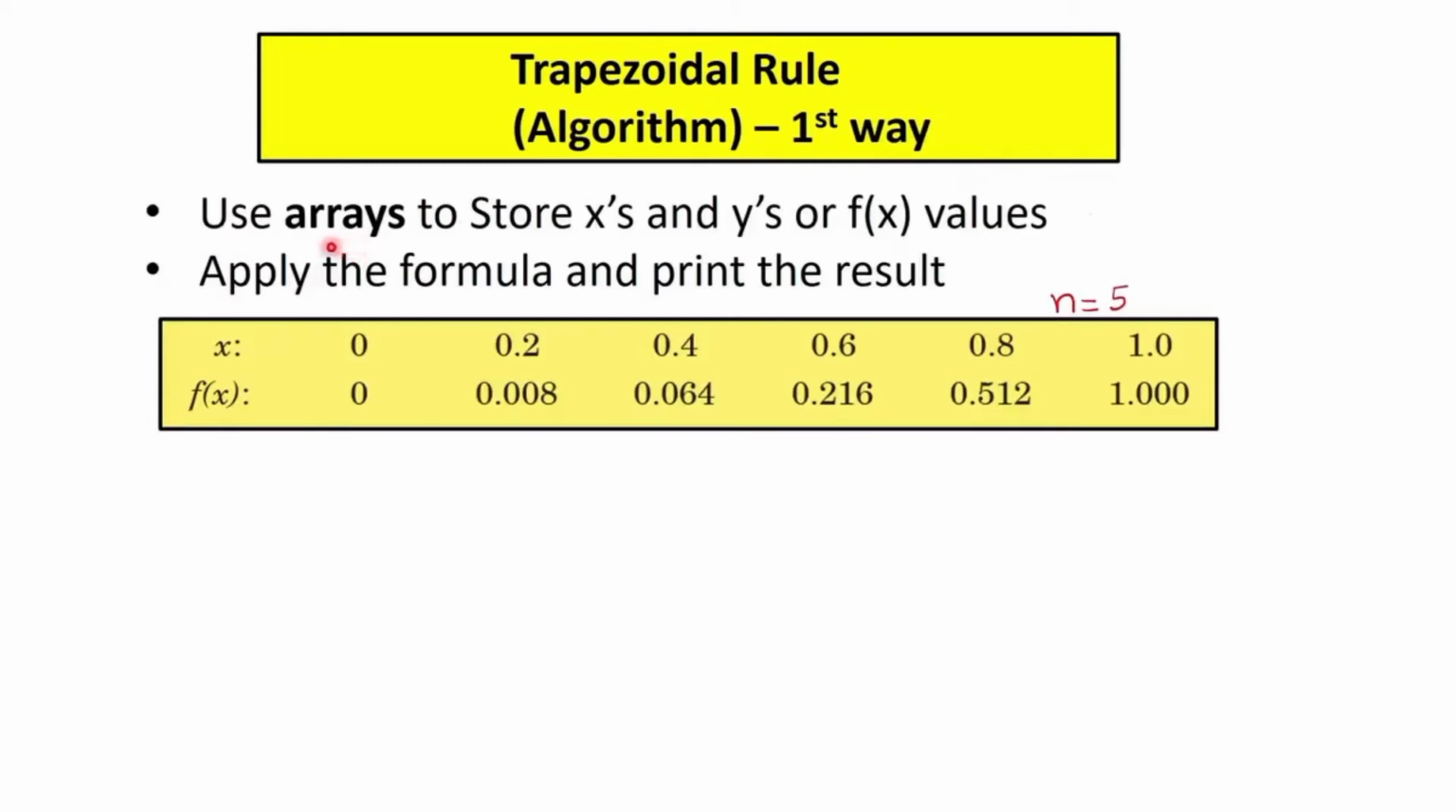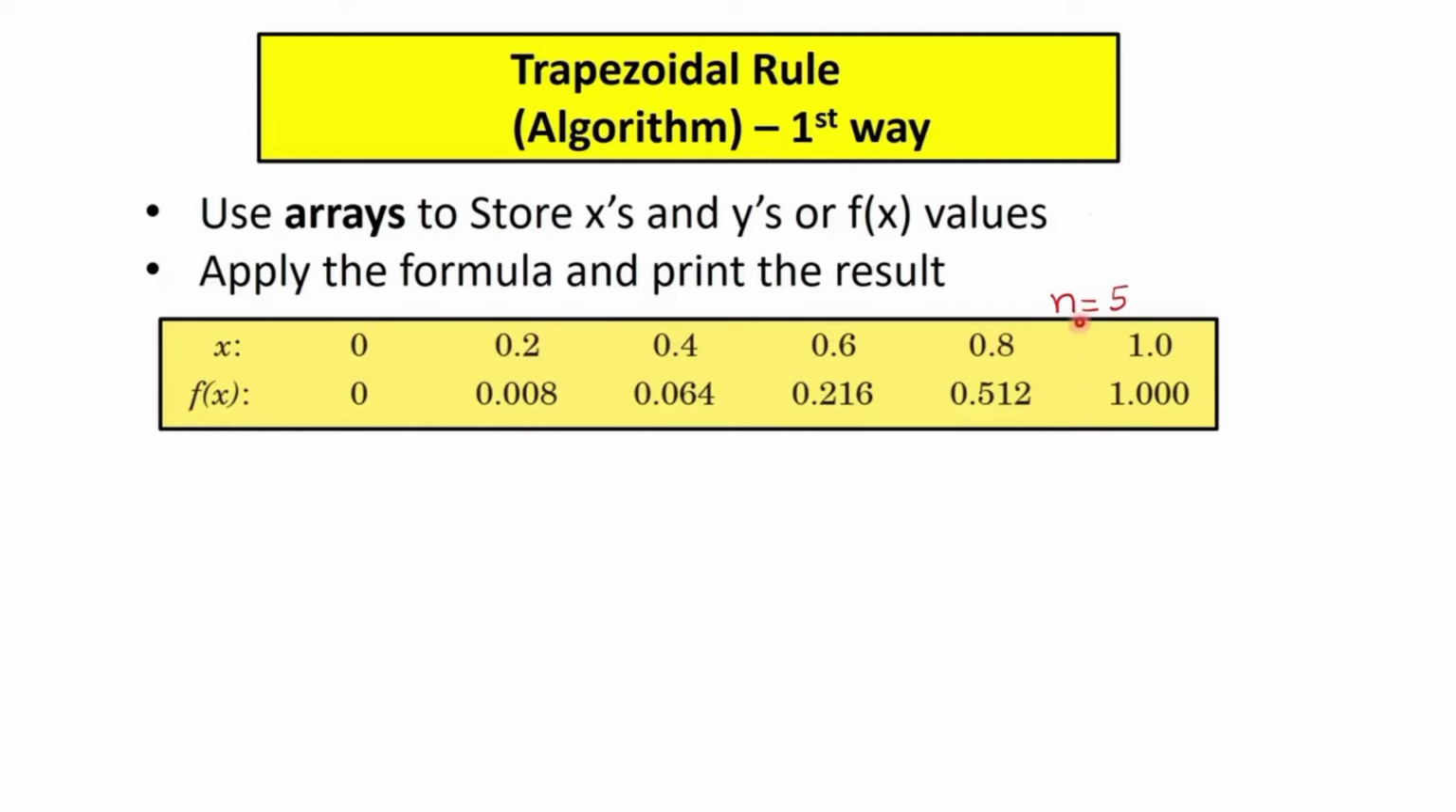In this method, we have used two arrays. One array is storing the values of x and another array is storing the values of y. These are our x values 0, 0.2, 0.4 and so on. And the values of y are these f(x) values, that is 0, 0.008 and so on. So corresponding to x, we have a total of 6 values, 0, 0.2, 0.4 and so on till 1.0. And the same, we have 6 values corresponding to f(x), the y's.